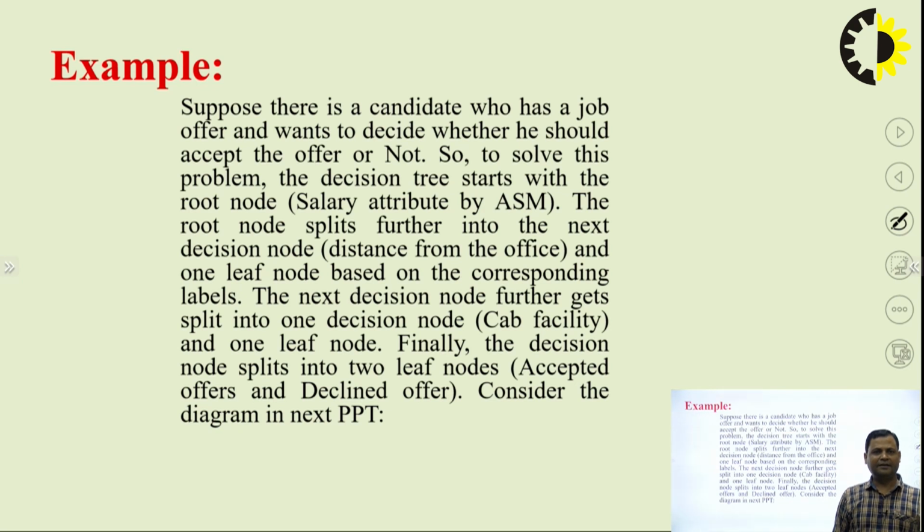So to solve this problem, the decision tree starts with the root node, and obviously the attribute will be salary. Which company is providing the highest salary, and then the root node splits further into the next decision node. The root node performs the split into the next decision node and one leaf node based on the corresponding labels, and the next decision node further gets split into one decision node.